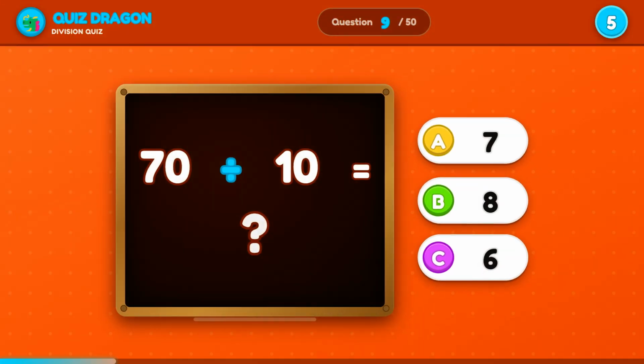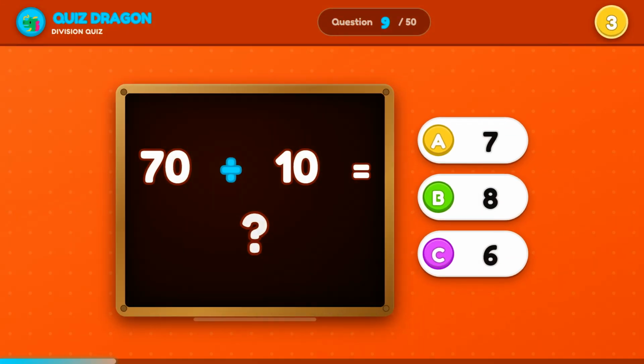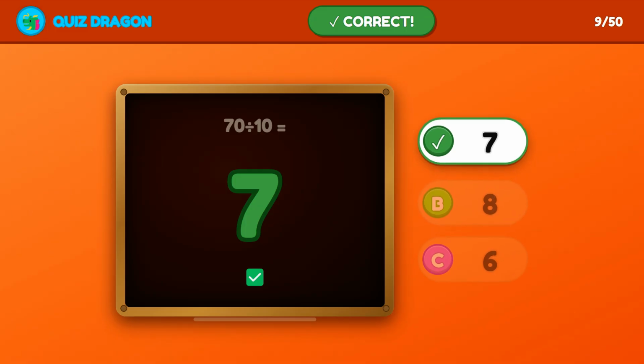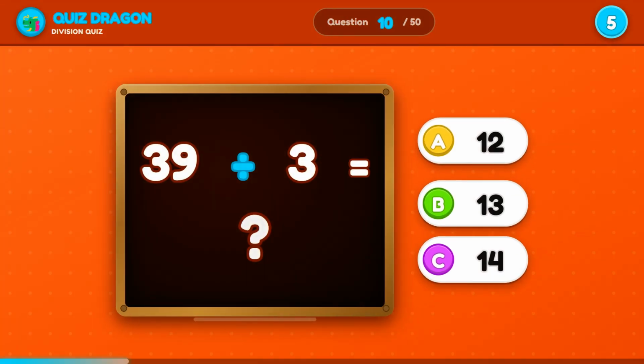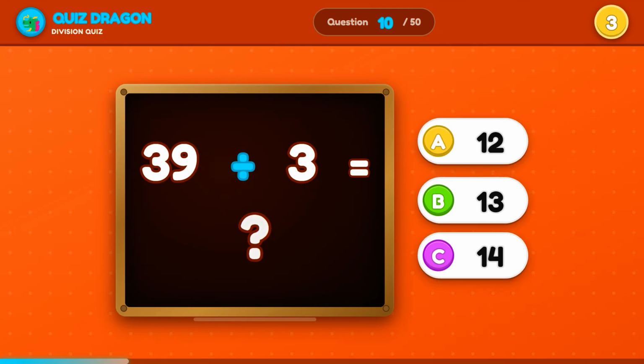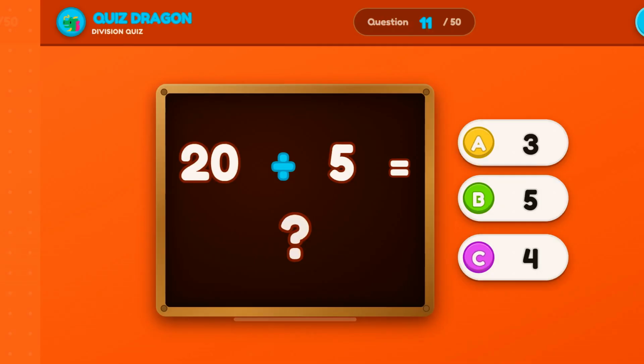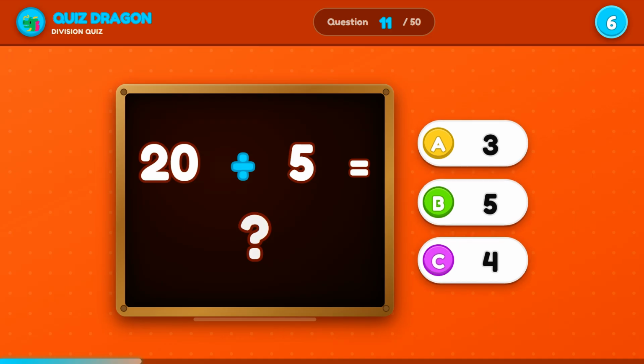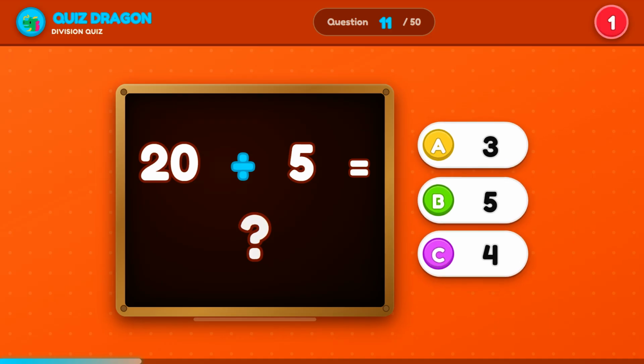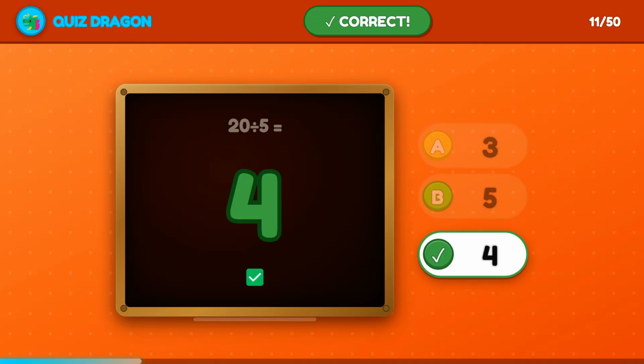Question 9. What is 70 divided by 10? The correct answer is A, 7. Question 10. What is 39 divided by 3? The correct answer is B, 13. Keep going. Question 11. What is 20 divided by 5? The correct answer is C, 4.